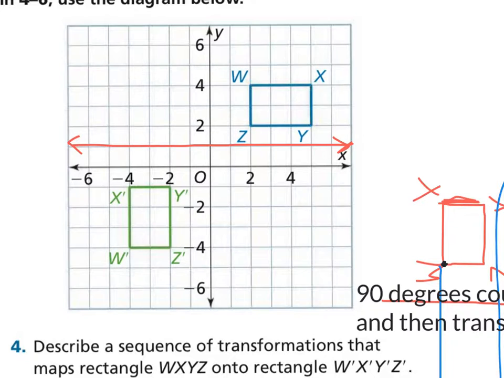So if you want to start with what's close, Z is 1 above it, we'll go 1 below it. Y was 1 above it, we'll go 1 below it. W was 2 above Z, now it's going to be 2 below Z. And X was 2 above Y, now it's going to be 2 below Y. Okay, that was our first movement.